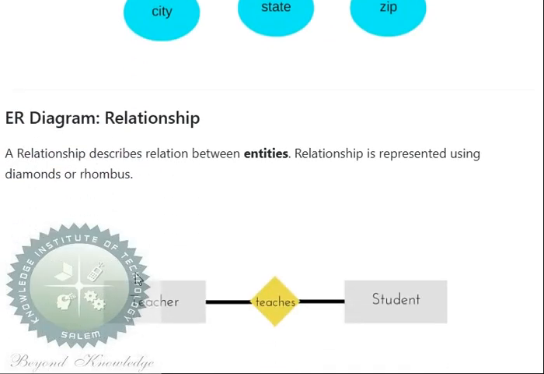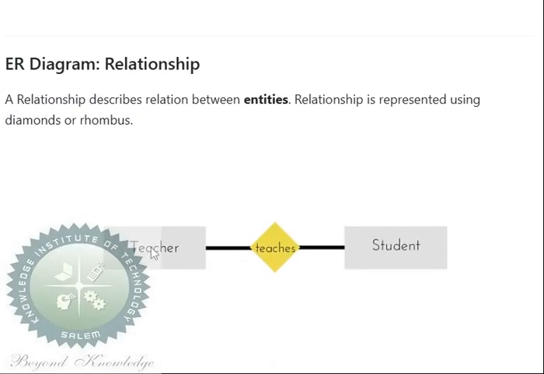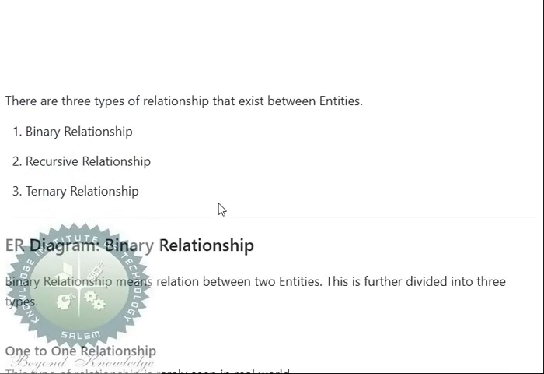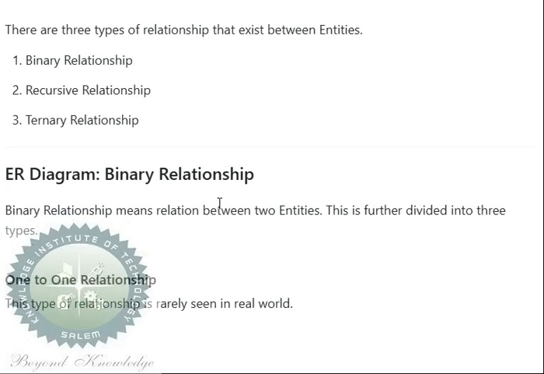So here, ER diagram relationship. Teacher teaches subjects. So the subject is related with the teacher and with the student. The teacher teaches the student. There are three types of relationship that exist between entities: binary relationship, recursive relationship, ternary relationship. These three we will discuss in the next video.